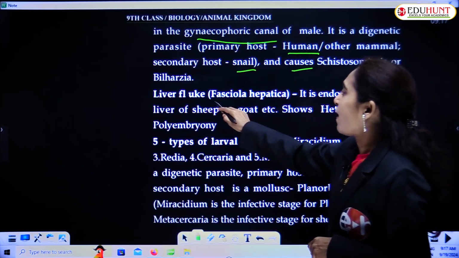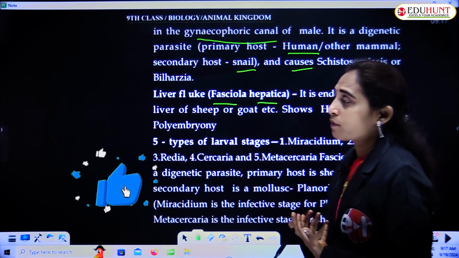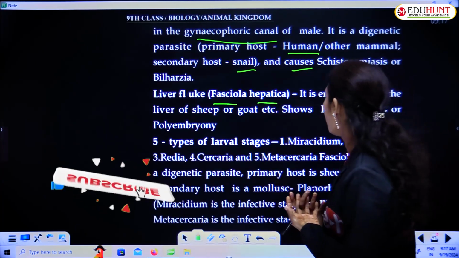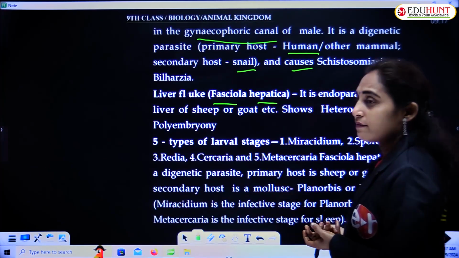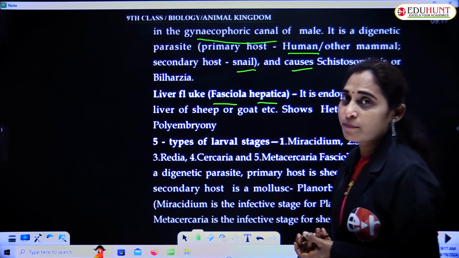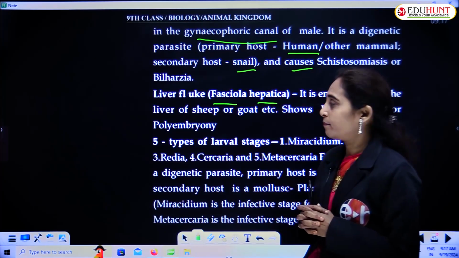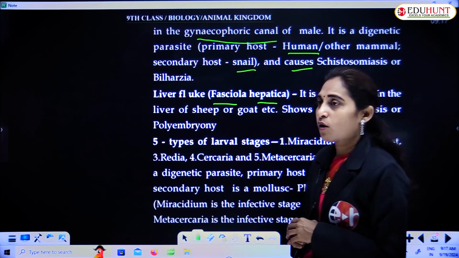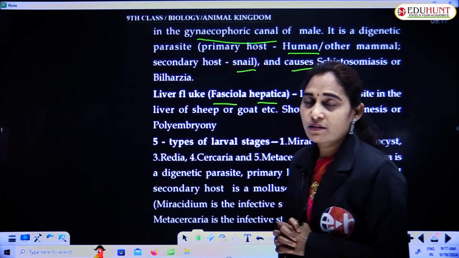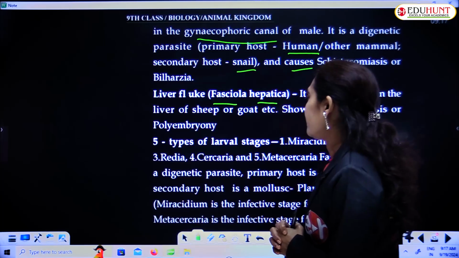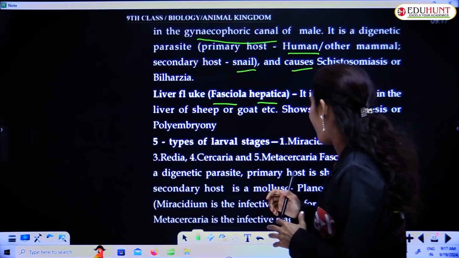Liver fluke, Fasciola hepatica, is the scientific name of liver fluke. It is an endoparasite and it lives in the liver of sheep or goat. It shows heterogenesis or polyembryony and 5 types of larval phases are seen. The life cycle is very big and it shows 5 types of larval forms, larval stages.